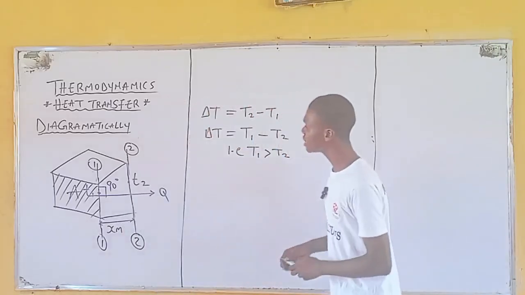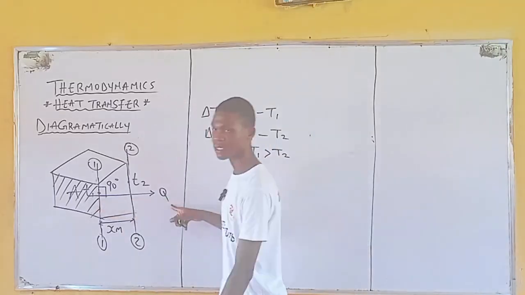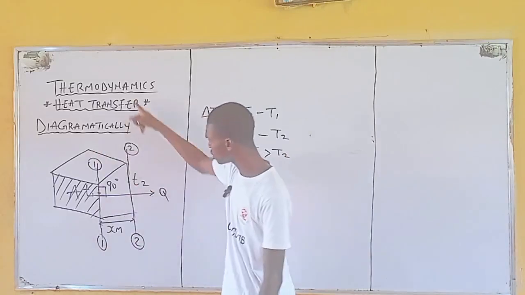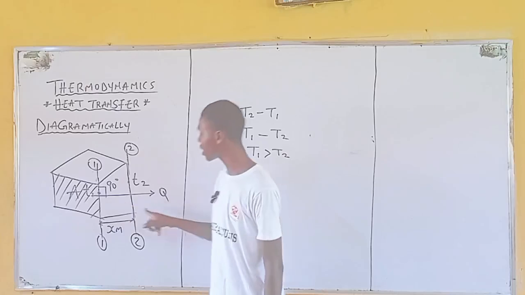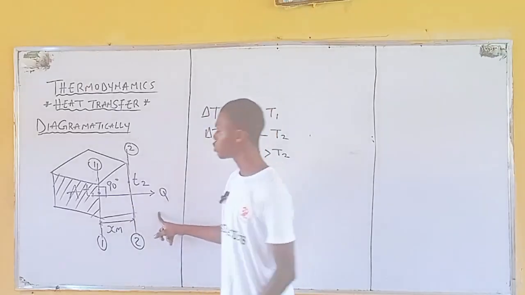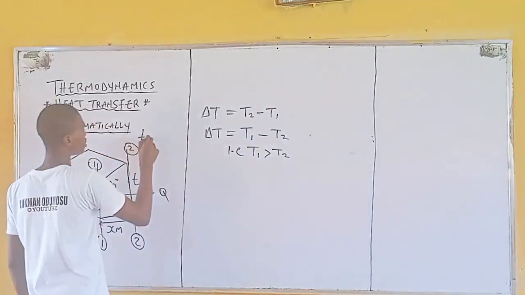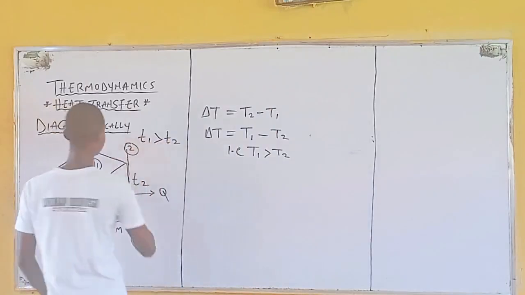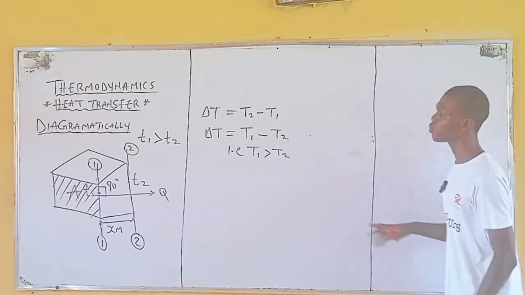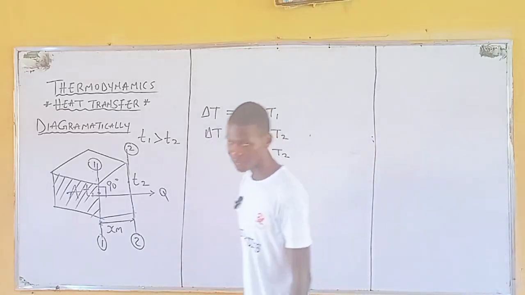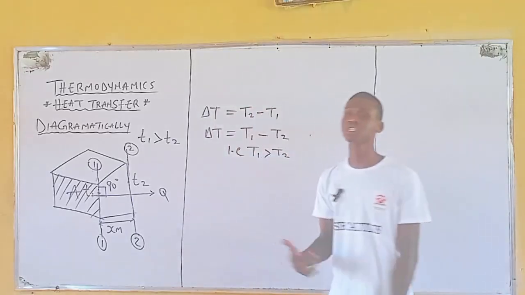So what we are saying is that before this heat can be transferred from this first region to this other region, this T1, which is the initial temperature, must be greater than this final temperature. So take note of that. T1 must be greater than what? T2, right? Meaning T1 must be greater than T2 before what? Heat can be transferred. So that's what the definition of heat transfer means.